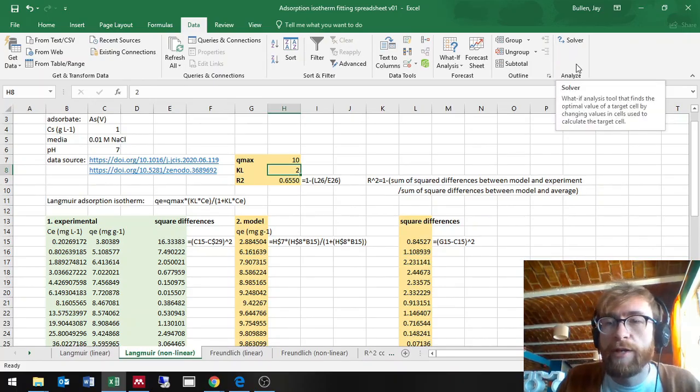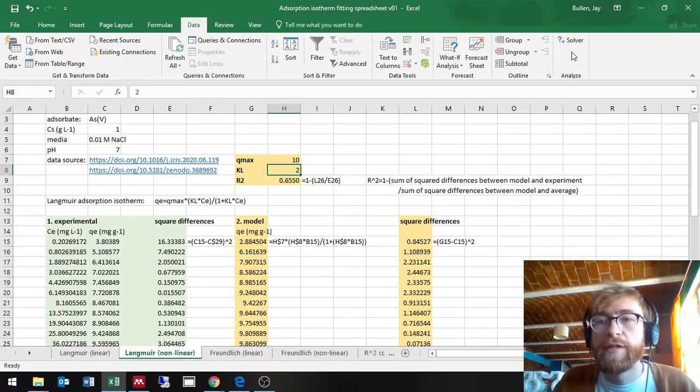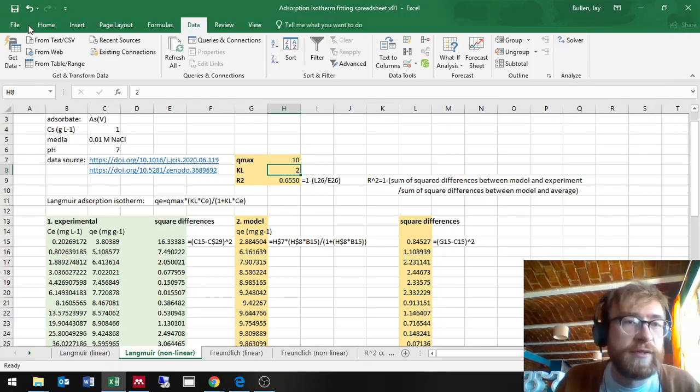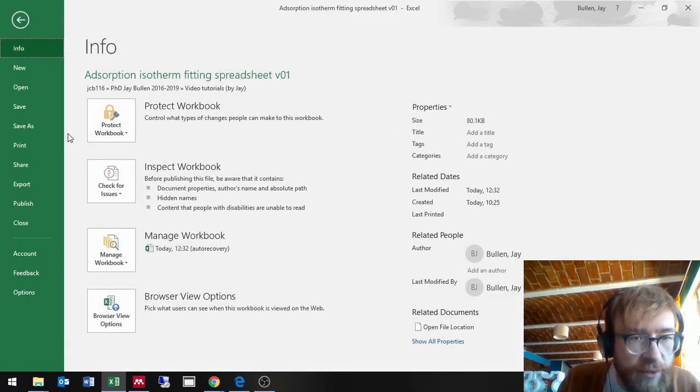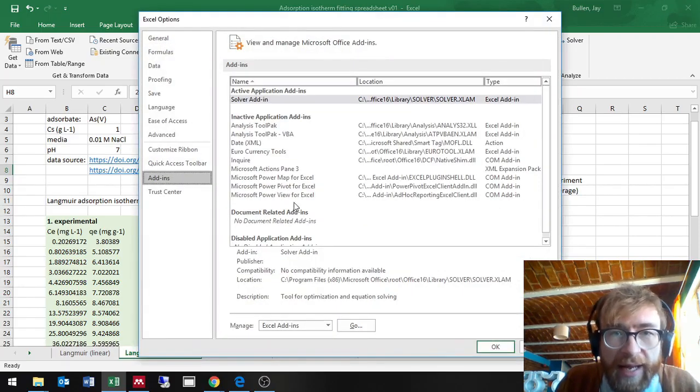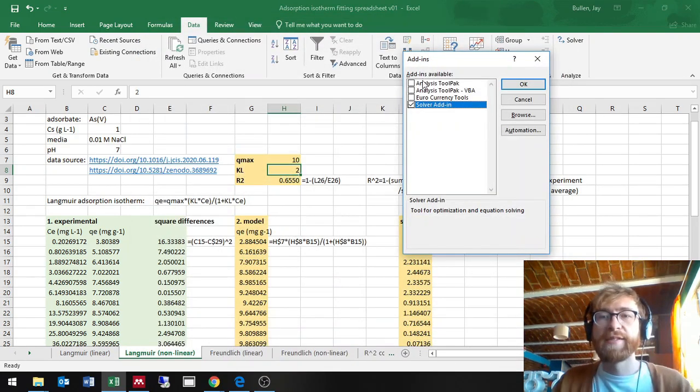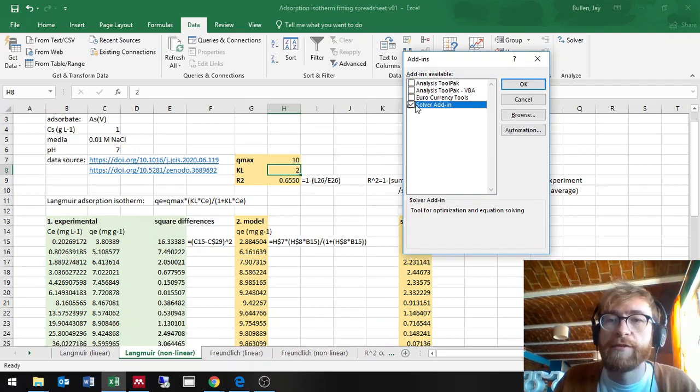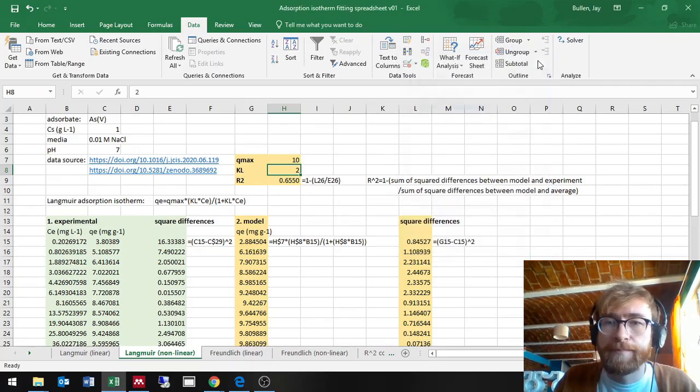And when you open up Excel on a new computer, you won't normally have this function. So the way to find that is to go File, Options, Add-ins, and then there's a Manage section down here. You will click Go, and it will give you an option of add-ins, and you'll select the solver add-in. And then this button here will appear.